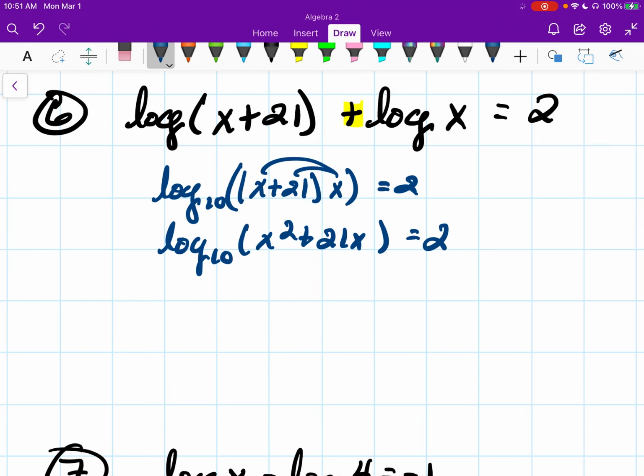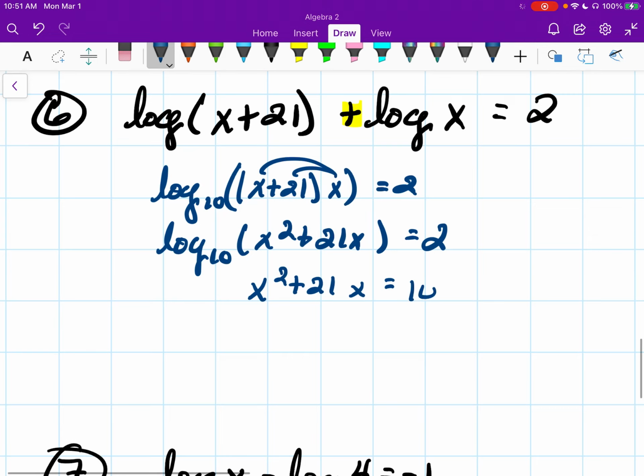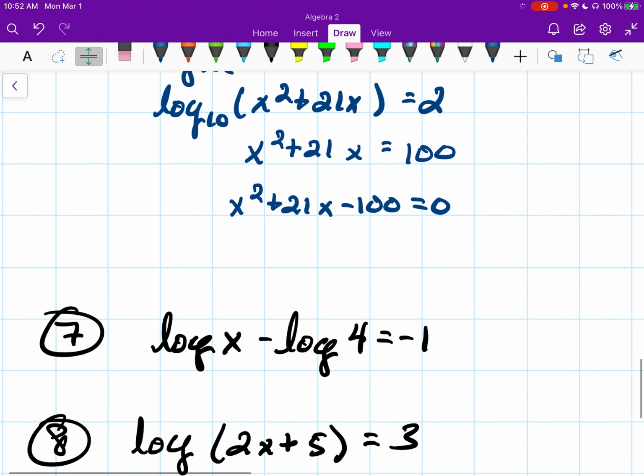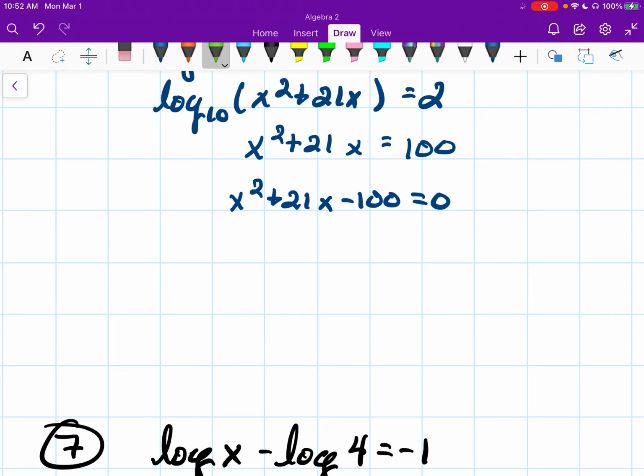Now I'm going to convert to exponential form. So this will be x squared plus 21x equals, this is going to be 10 squared, so 100. This is a quadratic equation, right, because of the x squared. So I'm going to get everything equal to 0. So x squared plus 21x minus 100 equals 0. I'm going to try to factor this. So I'm going to factor my 100. What could multiply to be negative 100 and add up to be positive 21?